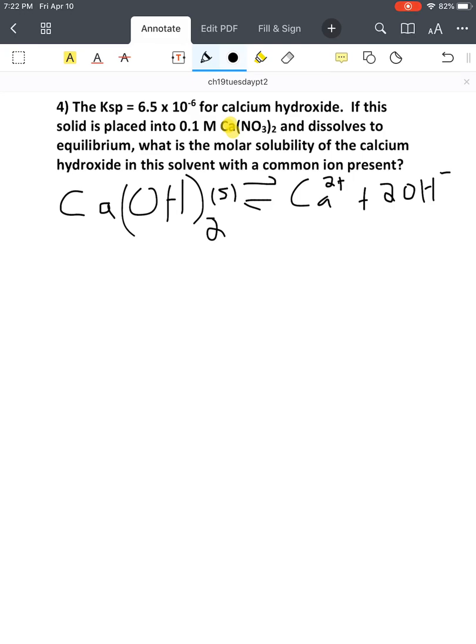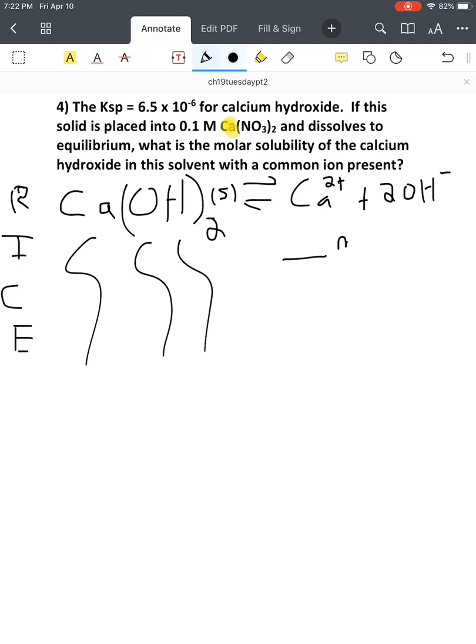So we start where we always start. We write our reaction for our equilibrium. Calcium hydroxide solid dissolving to make calcium 2 plus and 2 copies of hydroxide. We also can start by writing our RICE table. Don't care about the solid because it doesn't appear in the equilibrium constant expression, but these other ions will because they're aqueous ions. So we need to start with writing initial concentrations for both of these.